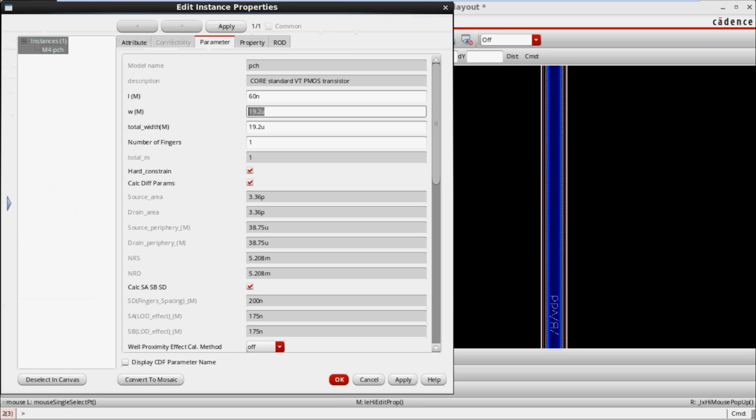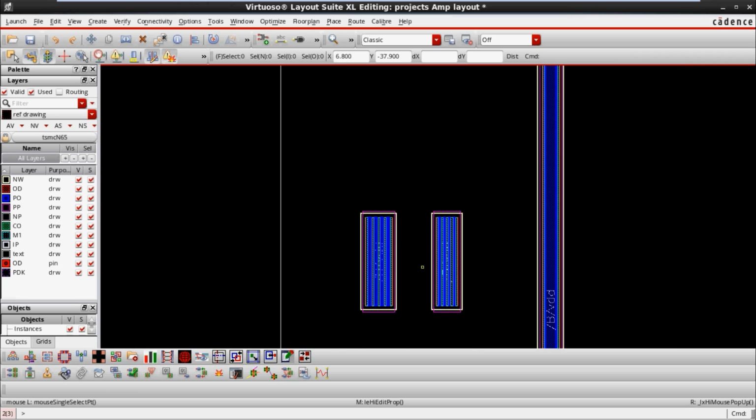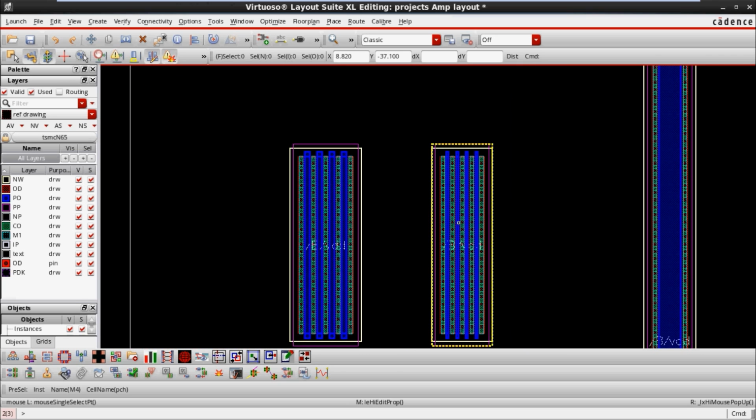What I am going to do, I am going to make it 4.8, and then make it a 4 finger device. Apply, then OK. See, now this is the bottom, we have a current mirror, right? So in this current mirror, we have a 4 finger device. I have converted this into a 4 finger device.